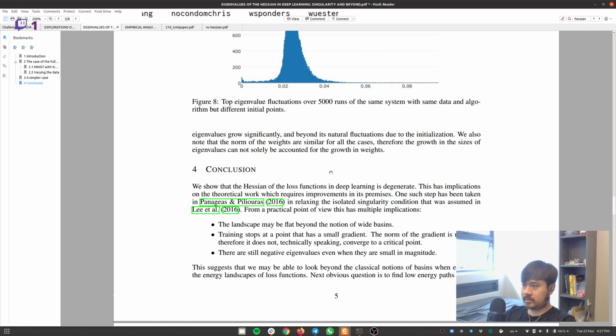We show that the Hessian is degenerate. This has implications on theoretical work. Wait. Hessian is degenerate. This is a problem. The isolated singularity was assumed.